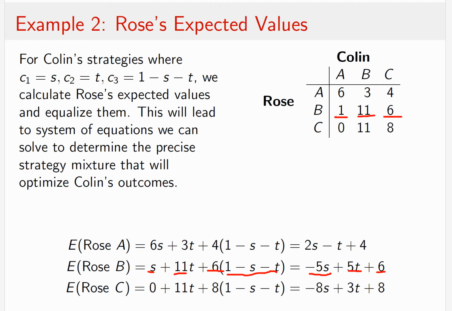Okay, and for row C, I have a 0 here, so 0S plus 11T plus 8 times (1 minus S minus T). So I have a negative 8S to add to the 0, so I have negative 8S. I have negative 8T to add to the 11T, which is positive 3T, and then I have the 8. Okay, so those are correct.